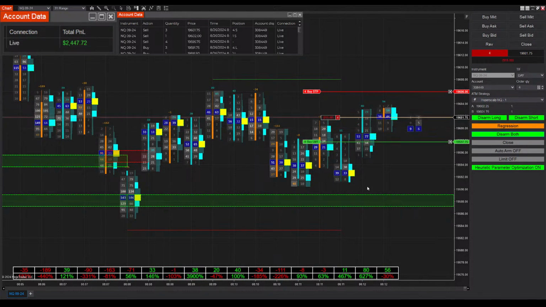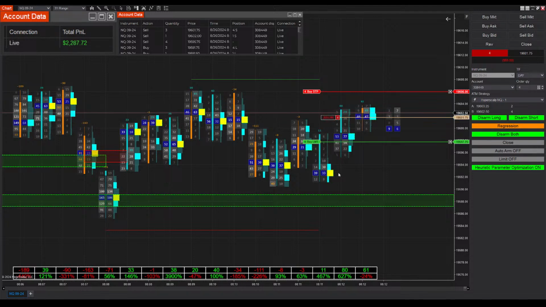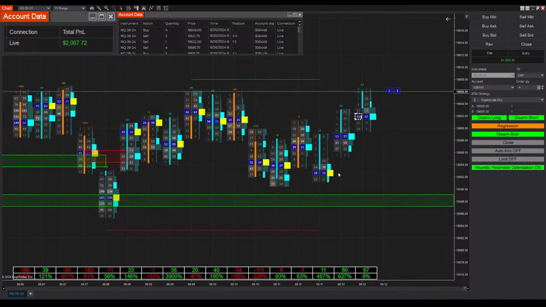Just got filled into a short position here. Unfortunately, that's going to end up with another loss for us, getting us back down to around $2,000 in profit.